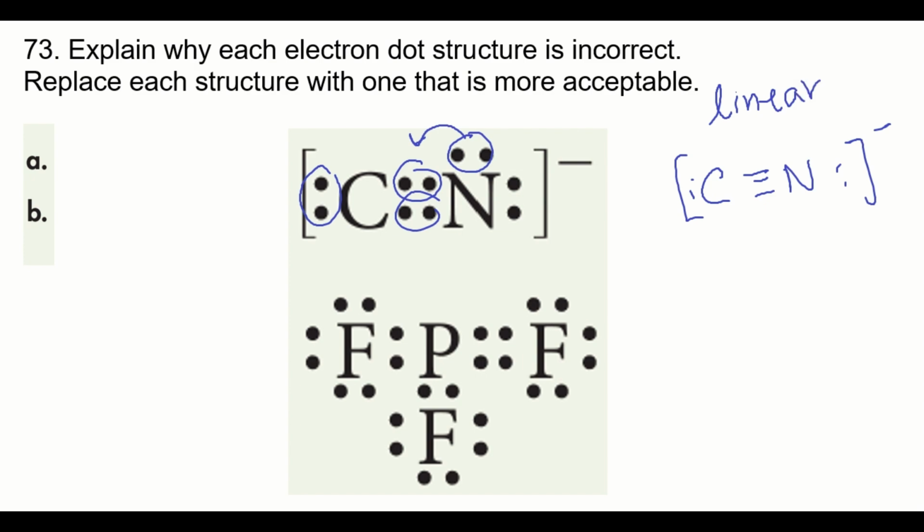Now on the B, the fluorine on the right has 2, 4, 6, 8, 10 valence electrons, and fluorine is not allowed to have more than 8. Phosphorus, however, can have more than 8, having access to d orbitals. So let's put one of those back on the phosphorus, and that will look like this.